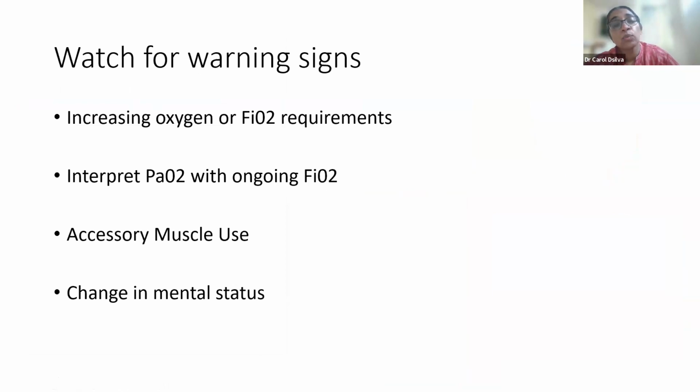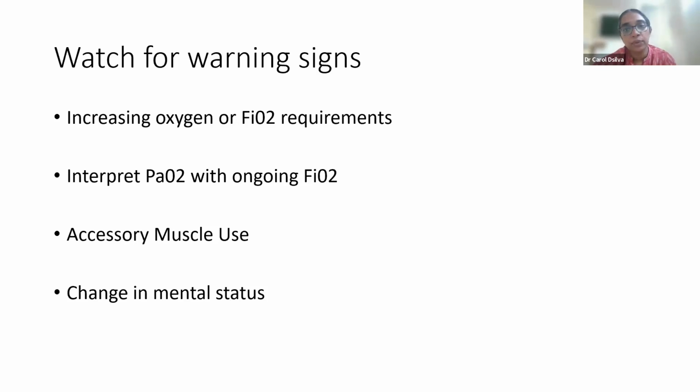As nurses, I don't want you all to wait for the patient to go into a crash situation. Watch for the warning signs. If your patient was on 2 liters at the beginning of your shift and has now gone up to 8 liters or 10 liters, this is not something you should take lightly. You should inform the doctor or your senior nurse that something is not right and my patient is requiring more oxygen. You figure out what the pathology is.